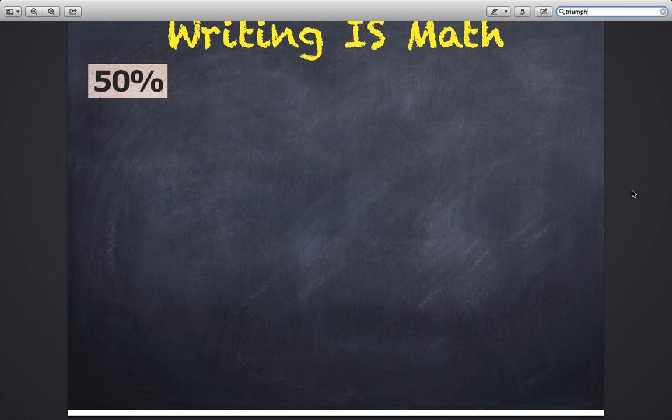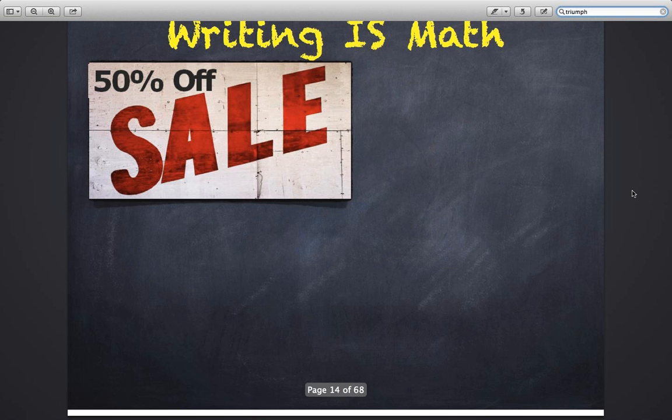Numbers without writing are just numbers. They don't have any context. They don't have any meaning to them. If I put 50% up, we as mathematicians or as math teachers know sort of what that means. But when we put it up with something like this, now we know exactly what it means in context. 50% is 50% until we put words around it. Then suddenly we know we're about to save a lot of money. I have to say it.